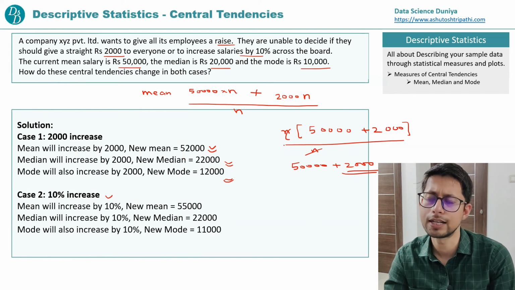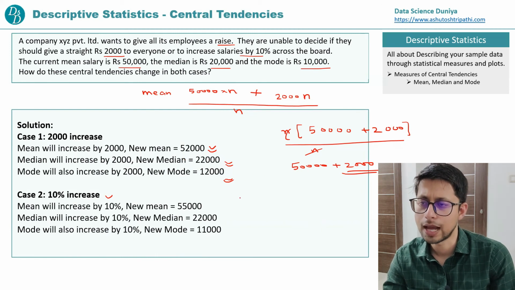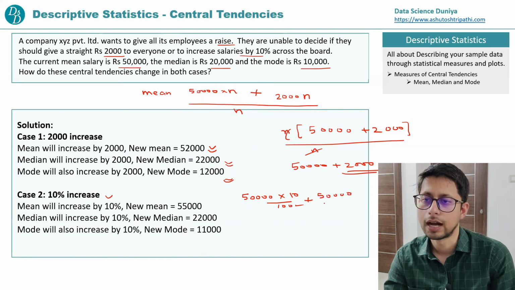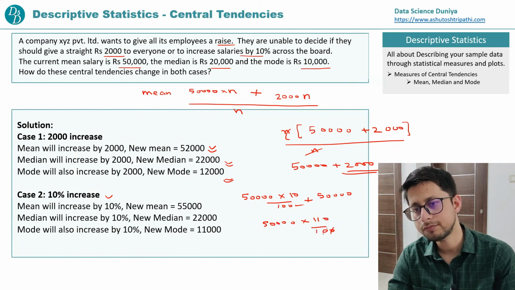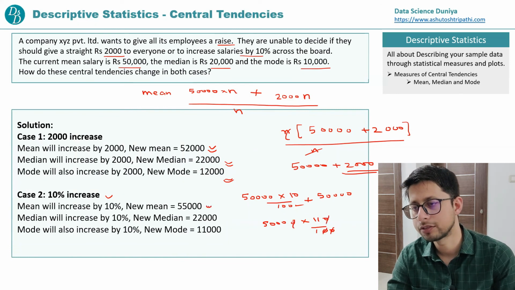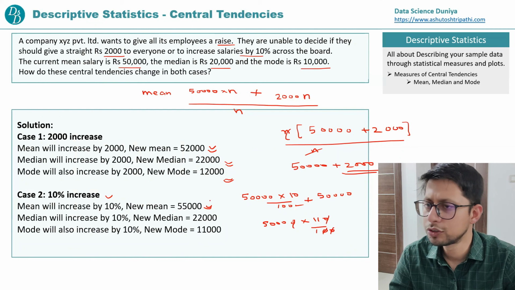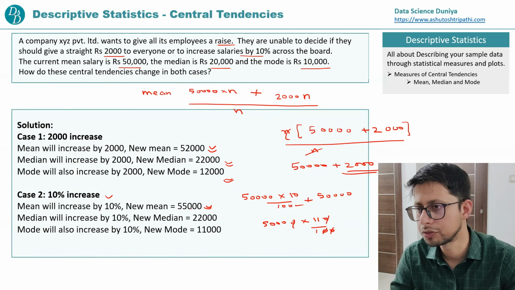So you can increase every data item by 10% and then put it into the formula, and then you will see. With 50,000 and a 10% increase, that is 10 by 100, and you add it to the previous value. So the new mean after the increment will be 50,000 times 110 divided by 100. Just solve this and it will become 55,000. This is normal mathematics, right? Very simple, like 5th or 6th standard math. So I'm not solving everything, you can solve it easily.